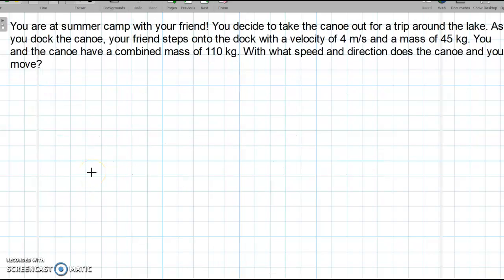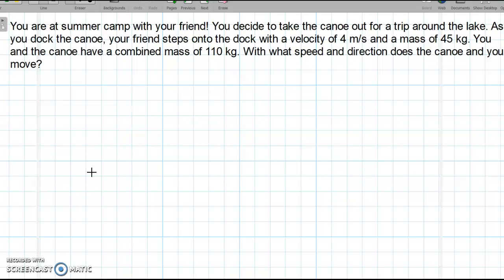So the next one, you are at summer camp with your friend. You decide to take the canoe out for a trip around the lake. As you dock the canoe, your friend steps onto the dock with a velocity of 4 meters per second and a mass of 45 kilograms. You and the canoe have a combined mass of 110 kilograms. With what speed and direction does the canoe and you move?